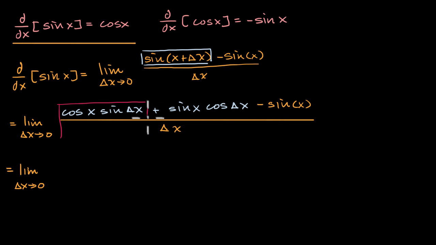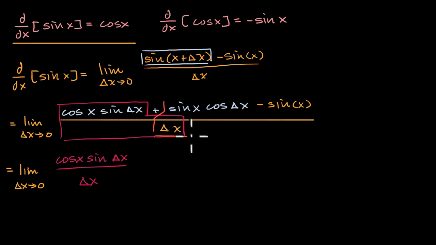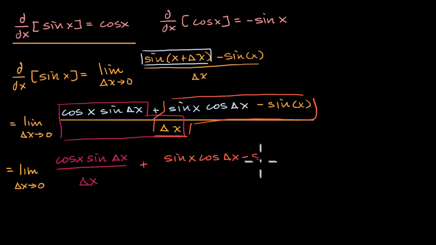So this can be rewritten as being equal to the limit as delta x approaches 0 of cosine of x sine of delta x, all of that over delta x, plus sine of x cosine of delta x minus sine of x, all of that over delta x. All I'm doing is I have the sum of things up here divided by delta x. I'm just breaking it up a little bit. And remember, I'm taking the limit of this entire expression.